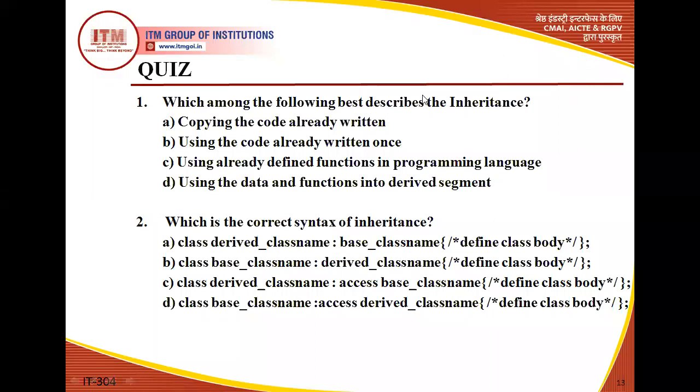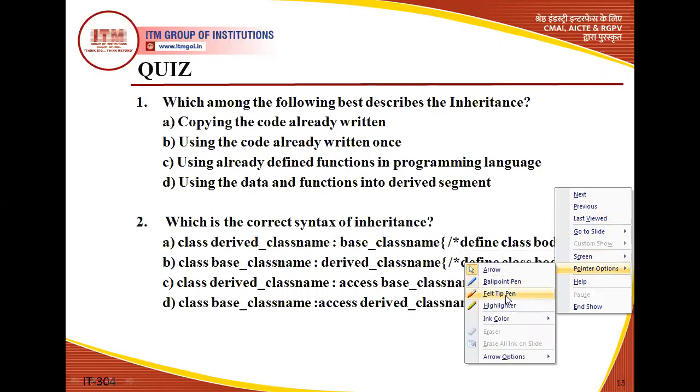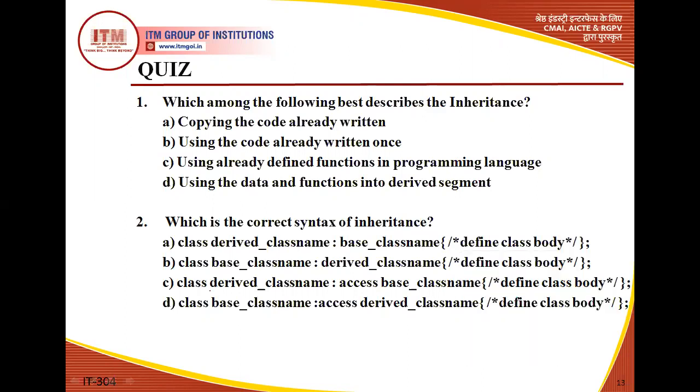My first question is, which among the following best describes inheritance? Number one, copying the code already written; using the code already written once; using already defined functions in a programming language; or using the data and functions in the derived class. Students, just think about it and try to give your answer. This time I will help you. Yes, you found it correct, it is D.